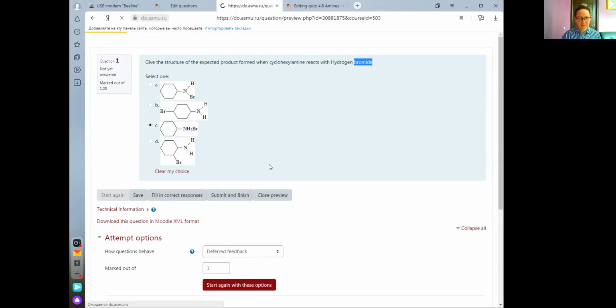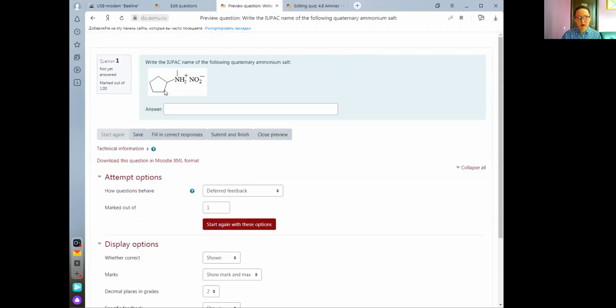Writing. You are given the structure of a quaternary ammonium salt, and you must give the name by writing, by typing. So from the first term, you remember that when you have a salt, you give the name of the cation first and the name of the anion in the end.